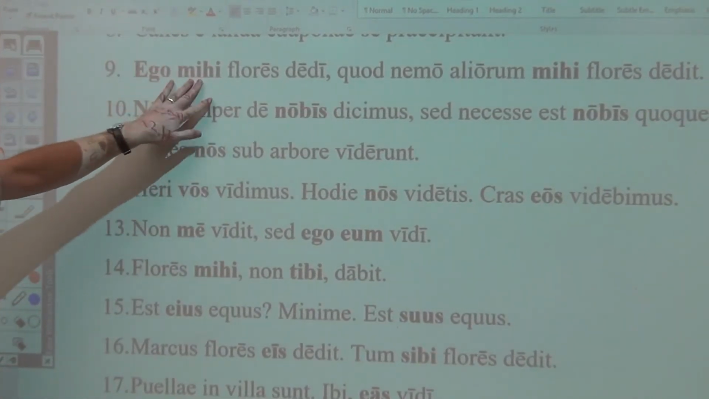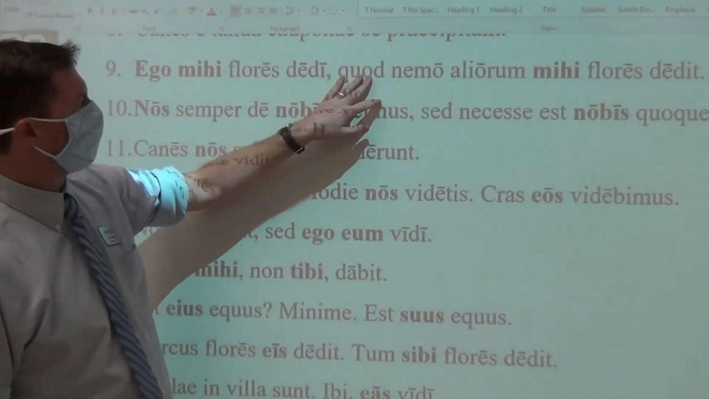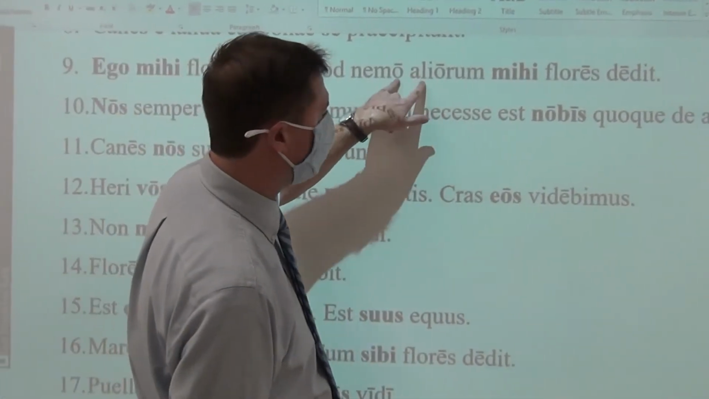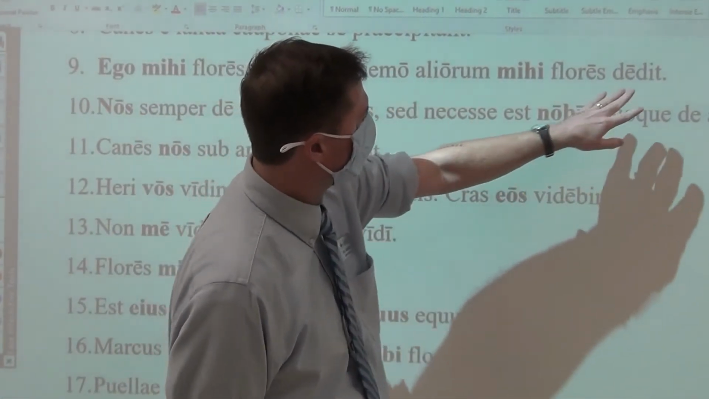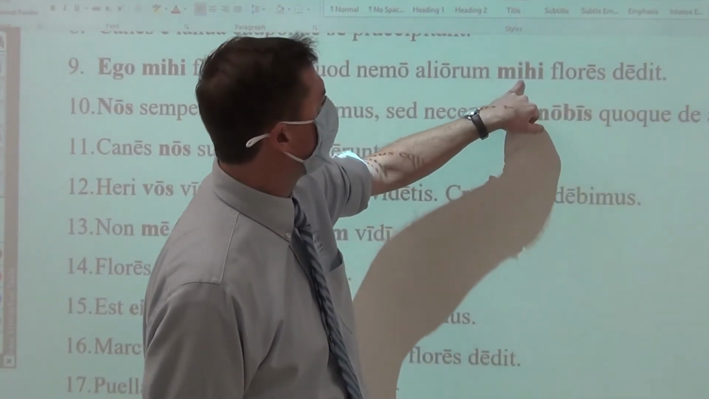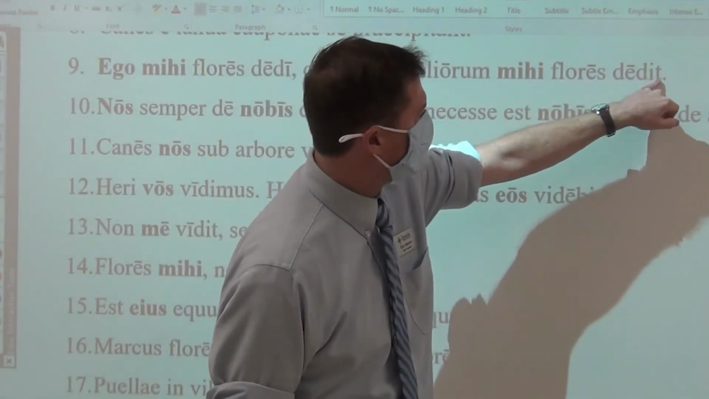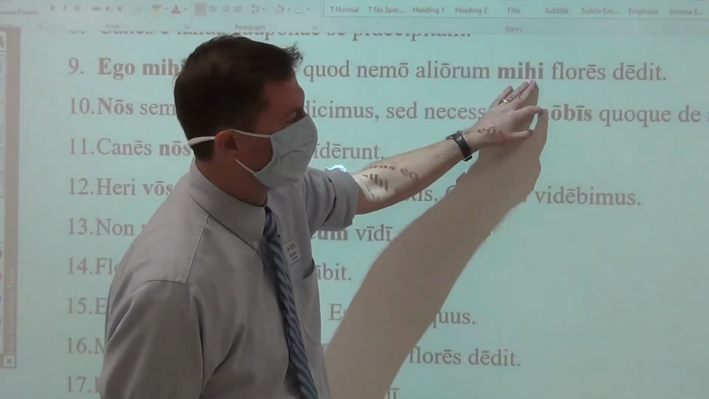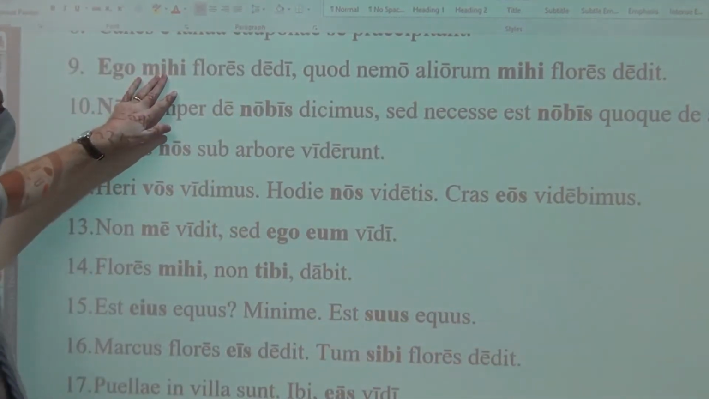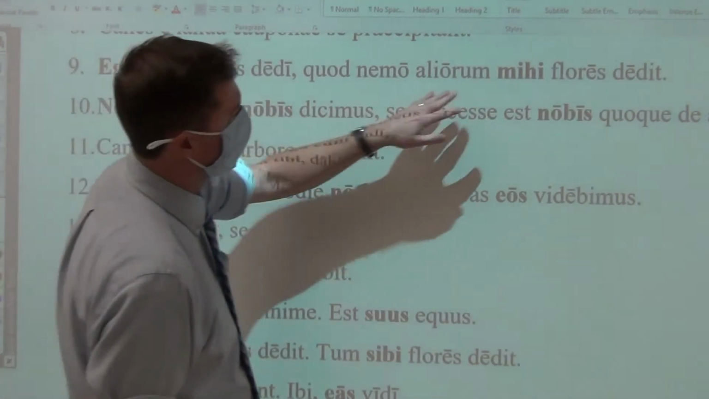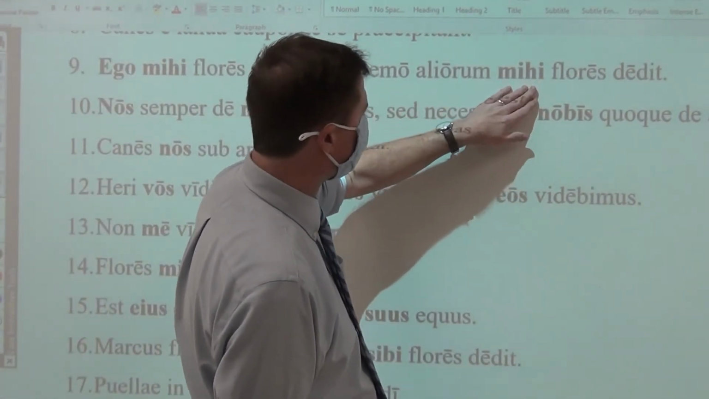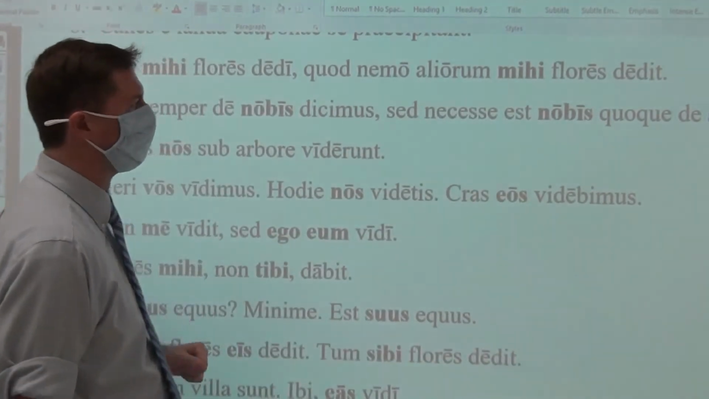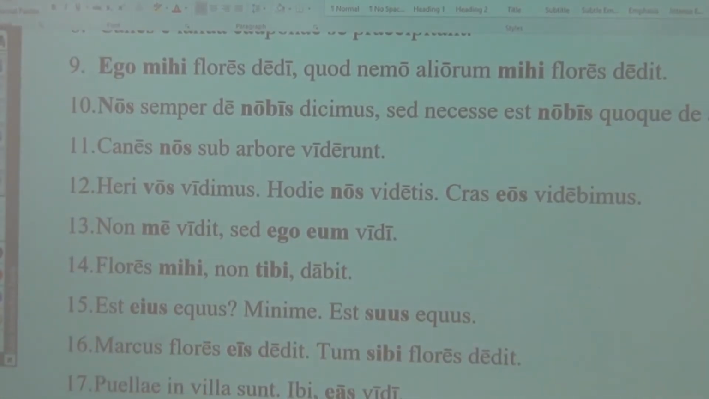So I gave flowers to myself, because no one of the others, we in English would say no one else, gave flowers. Since the me here is not the same as our subject, he, she, or it, the nobody, then it is not reflexive. Reflexive here, myself, to myself, obviously. And over here, no one else gave flowers to me. Not reflexive, because it's not referring to the same as the subject.